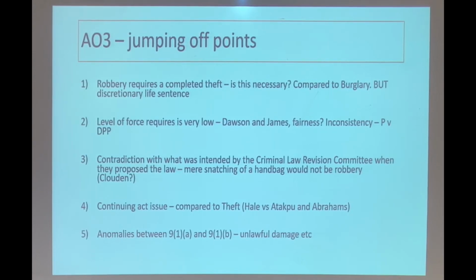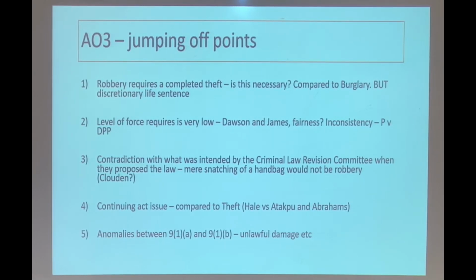Perhaps the more detailed point you can go into is on the level of force required. It is very low. For such a serious offence, it is indictable, it's tried in the Crown Court. Particularly if we look at the case of PV's EPP, for instance, it seems very minor. And of course, the jury did decide that was minor force in that one and therefore not a robbery.